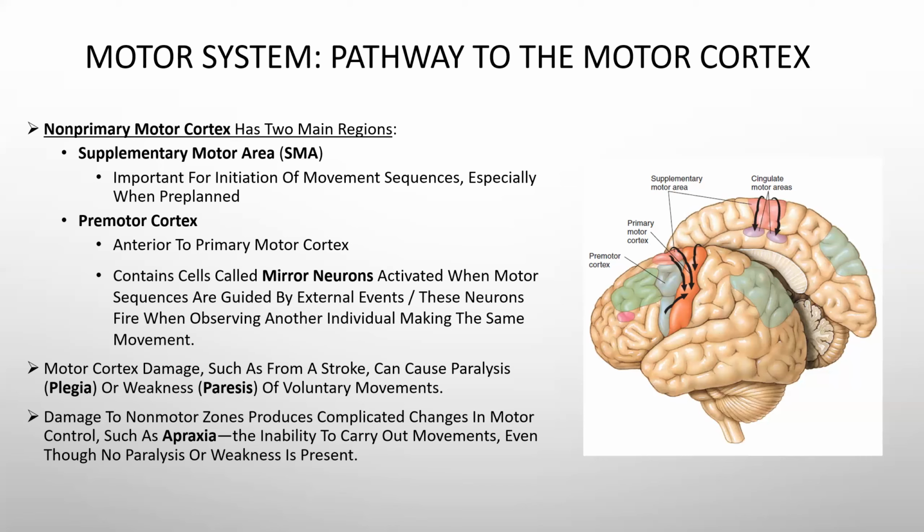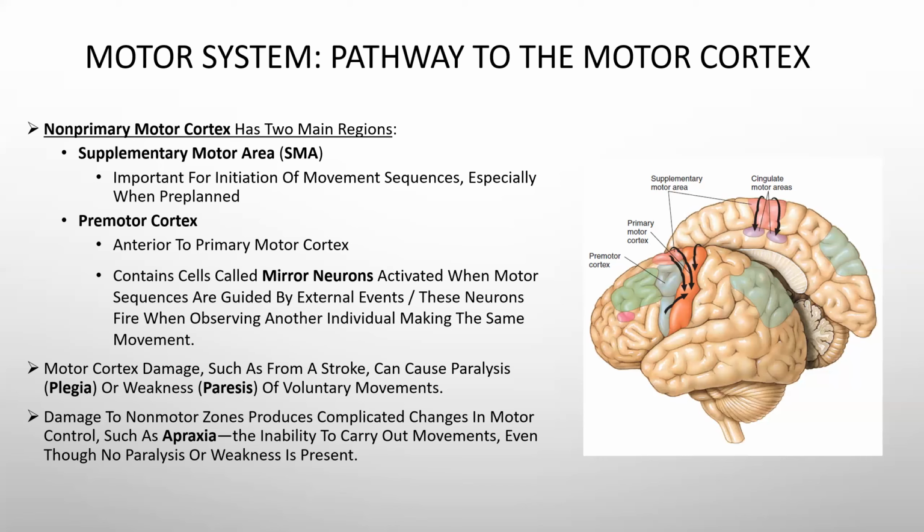The premotor cortex is anterior to the primary motor cortex. So similar functions here. Remember, we saw the primary somatosensory cortex, and then there was another gyrus just posterior to that that also worked with the primary sensory cortex. Well, here now you're looking at the precentral gyrus, and now a premotor cortex that is anterior to it. It contains cells called mirror neurons, activated when motor sequences are guided by external events.